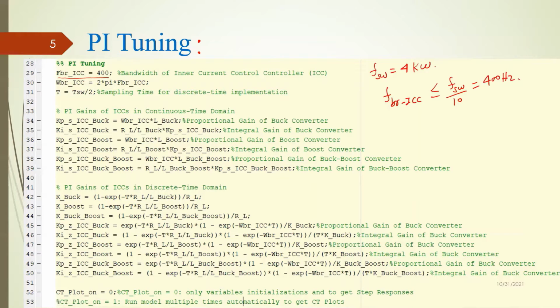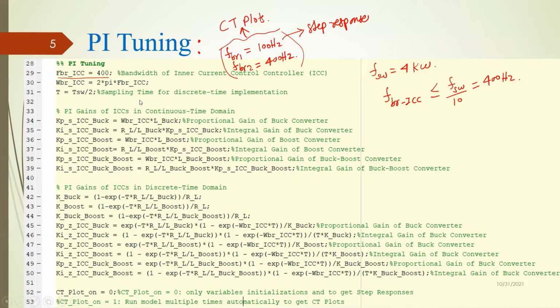So I have results for two bandwidth tunings. The first bandwidth is 100 hertz, and the second bandwidth is 400 hertz. We will see the Bode plot or the closed loop command tracking plot for these two frequencies. And for step response, we would use the 100 hertz. And then we have both for our command tracking plot.